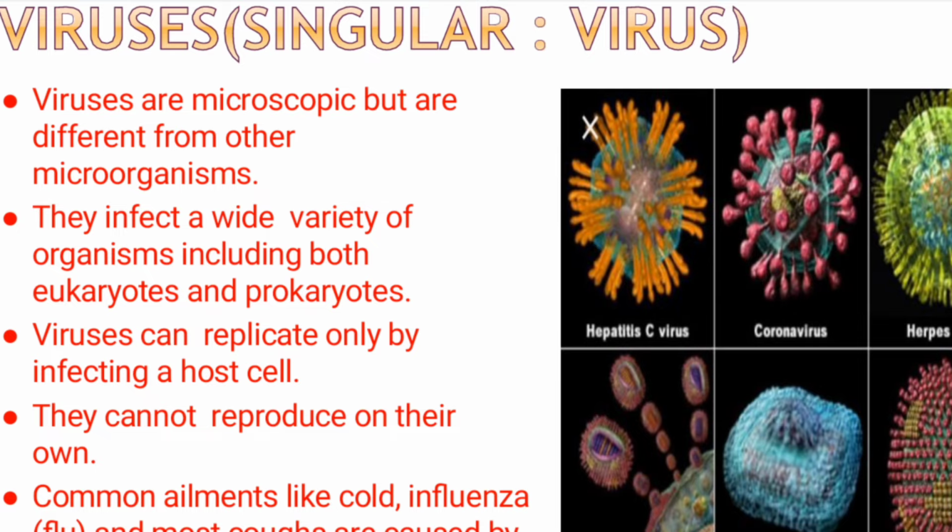Viruses can replicate only by infecting a host cell. Whenever a virus enters a host cell, it uses the machinery of the host cell, its DNA, RNA, and starts replicating, meaning it starts increasing its number. At that time it behaves as a living organism, when it increases its number by replicating itself, by multiplying itself, using the machinery of the host cell. At that time it behaves as a living organism.